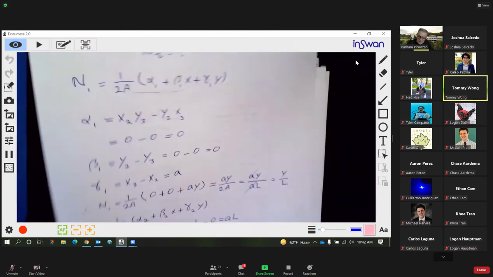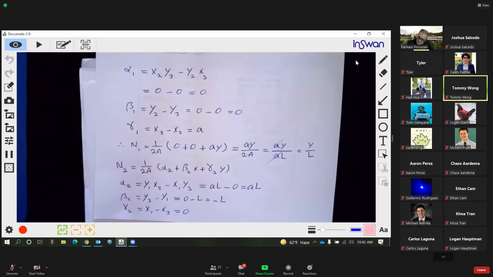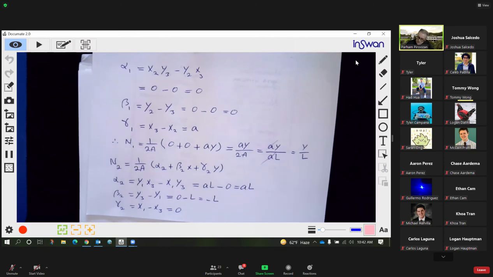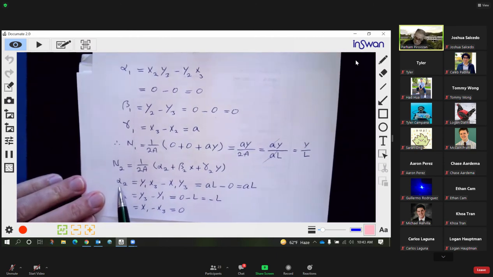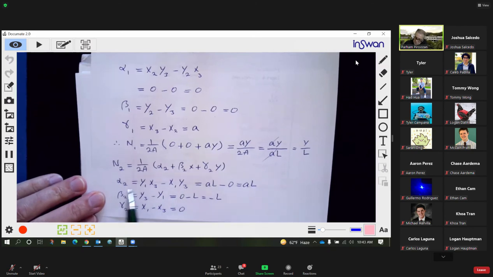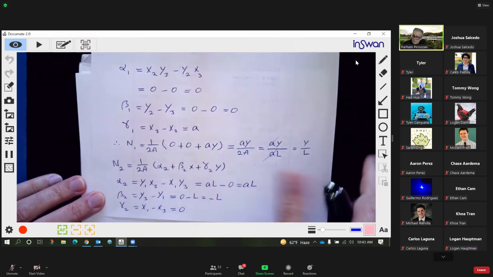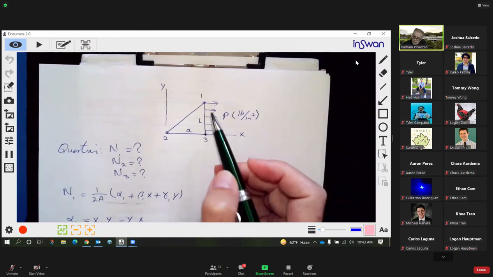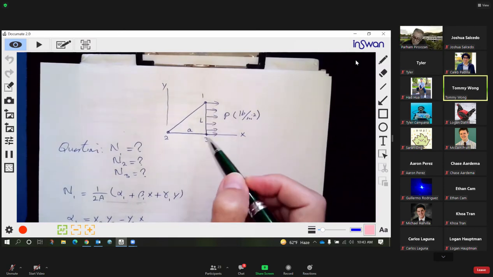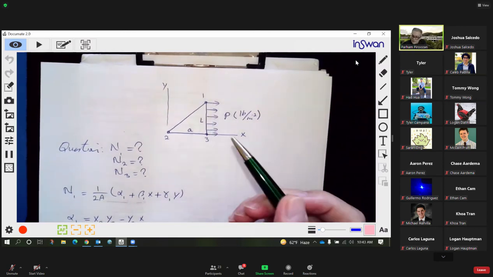Well, here, of course, these are coordinates of these nodes. You see, this is alpha. Alpha is given by this formula. But these are coordinates of these nodes. What is y1? Y1 is what here? L. Yes, this is the coordinate of this node.